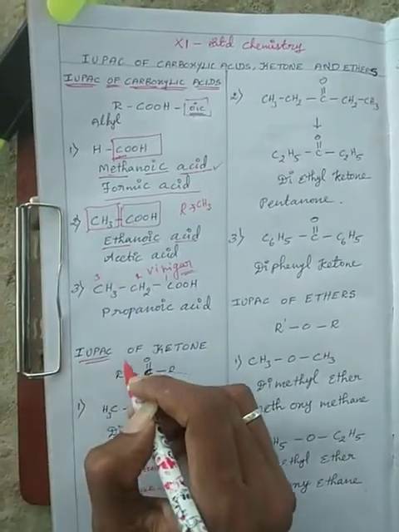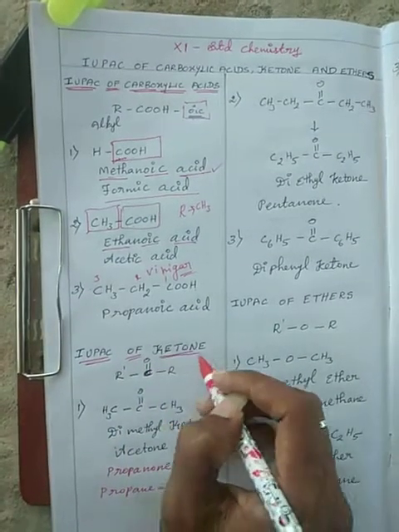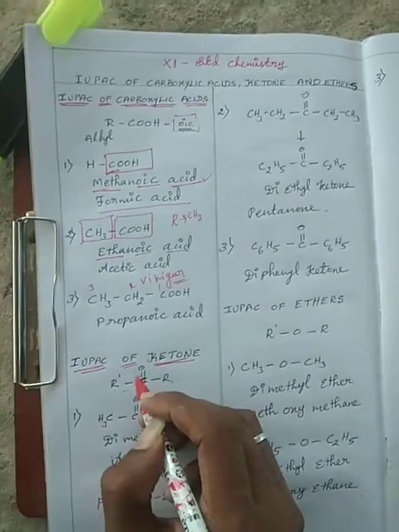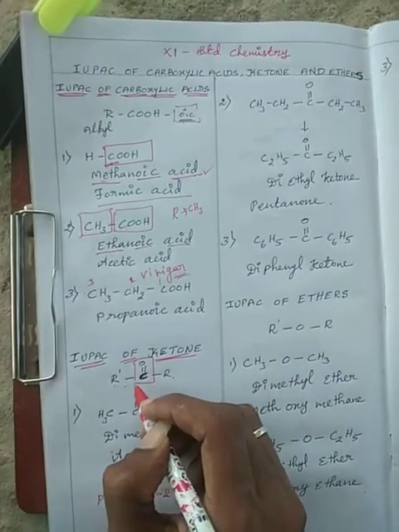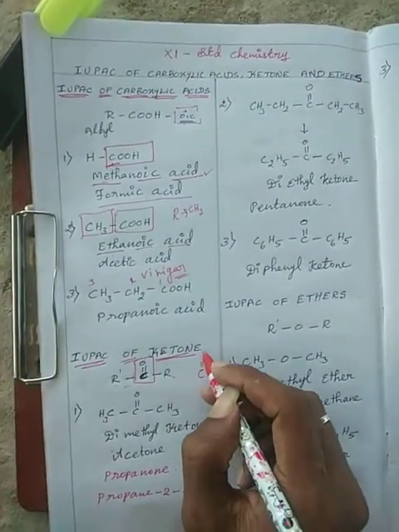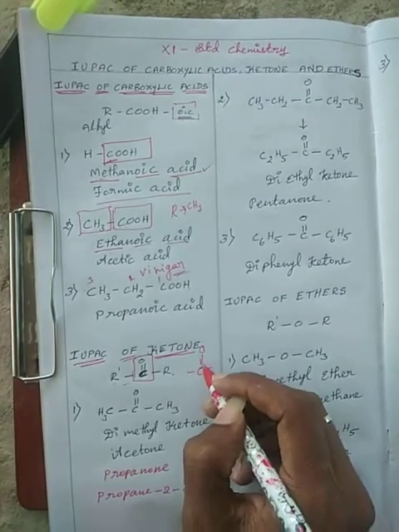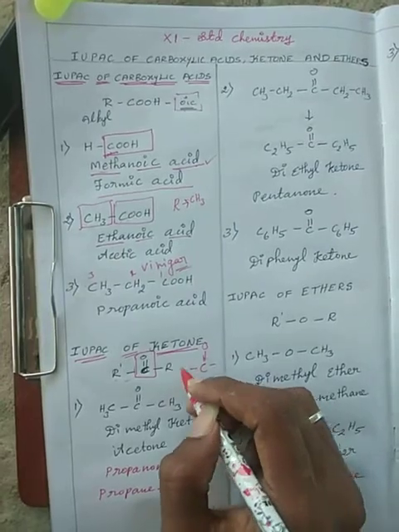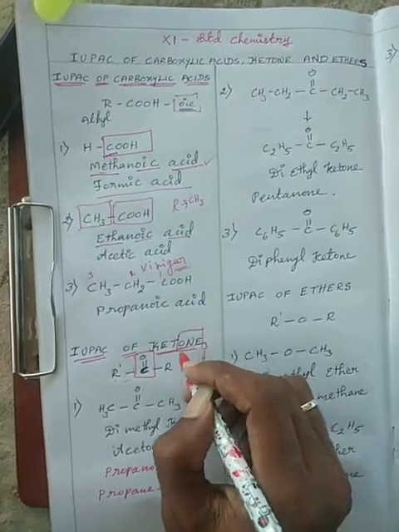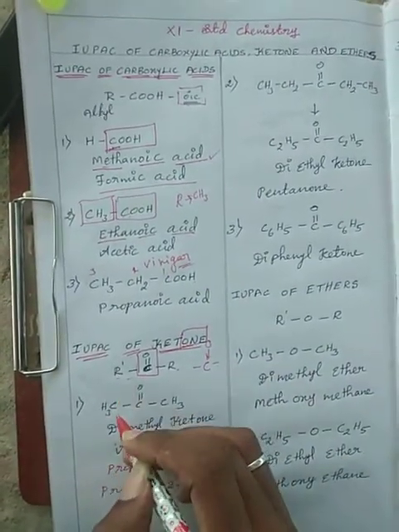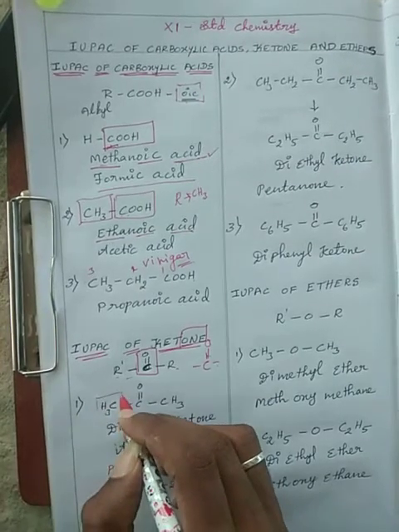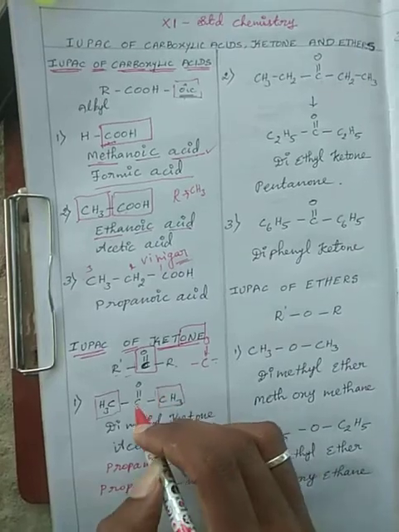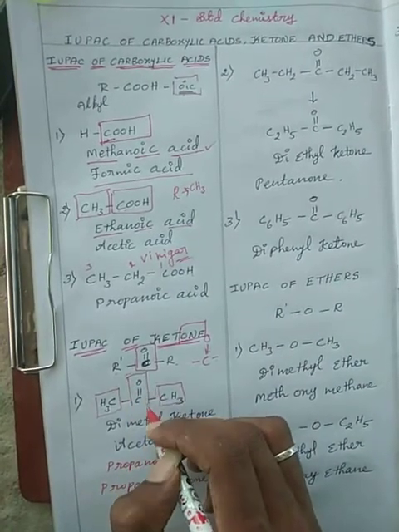Next, consider the IUPAC naming of ketone. There are 2 alkyl groups, and in between is the carbonyl group, carbon double bond O, which makes 4 bonds in order: 1, 2, 3, 4. This is called a ketone. Using the IUPAC name, take the R group, similar R group, a methyl group here, and another methyl group present. So this is also a ketone group.